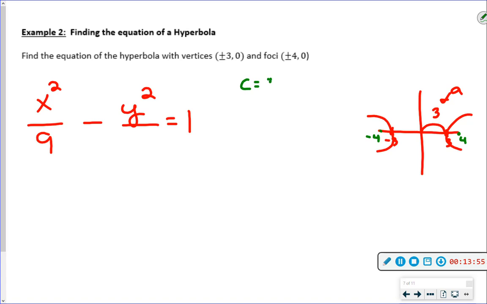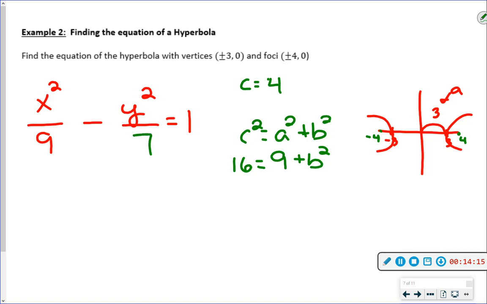Okay, so I'm going to use my c squared equation. Of course, it's the plus form when we're in our hyperbolas. 4 squared. We already know a squared was 9. And you can do a little mental math there. What's b squared? 7. So I'm just going to pop 7 in here. Call it good.